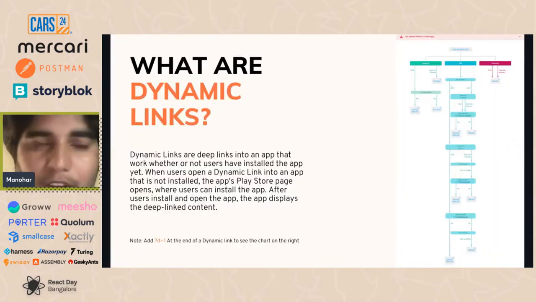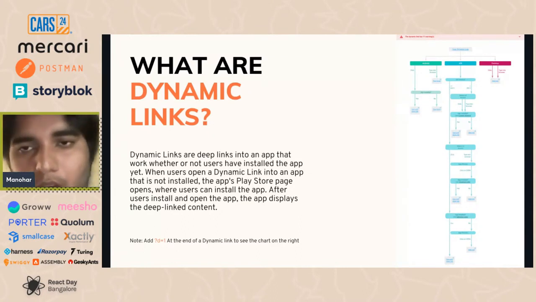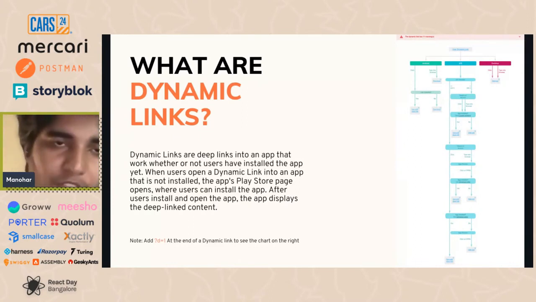So, what are dynamic links? This is the Firebase definition of dynamic links. Dynamic links are deep links into an app that work whether or not the user has installed the app yet. When the user opens a dynamic link and the app is not installed, it will take them to the Apple App Store page or Play Store page, from where the user can install the app directly.